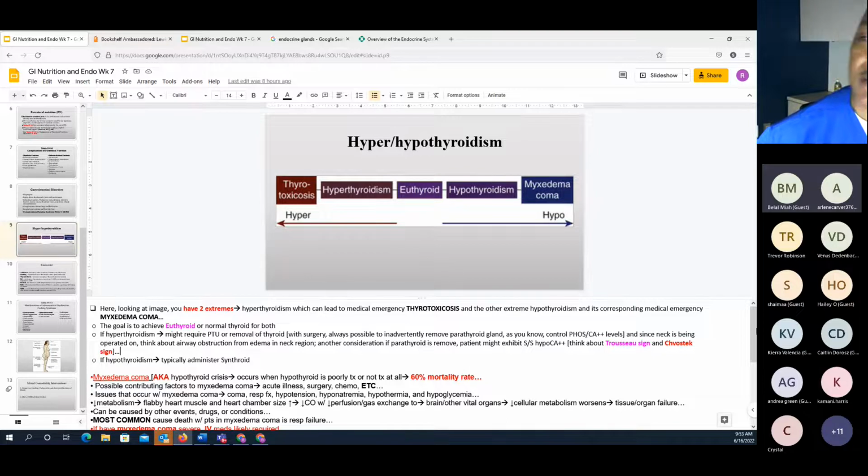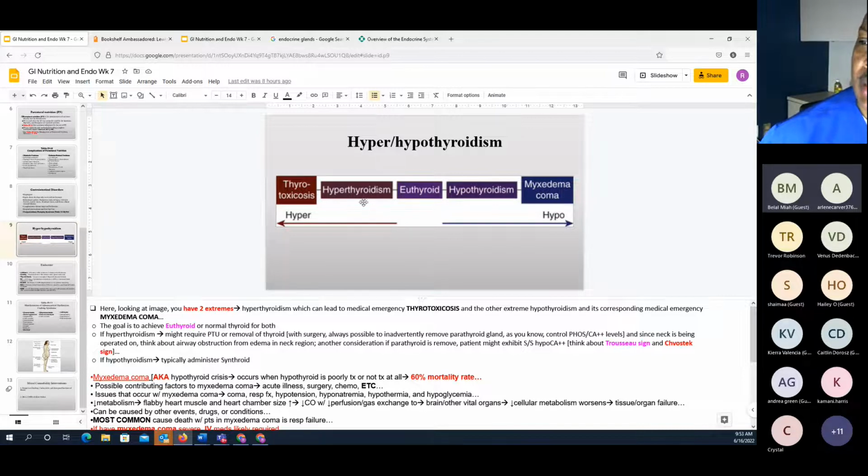All right. So you guys have already had hyper and hypothyroidism. I should have flipped that around, but maybe not based on this image. We know that when someone has hyperthyroidism, they have a lot of circulating thyroid hormones. On the other hand, the opposite of that is hypothyroidism, where they have a whole lot less thyroid hormone in the body.